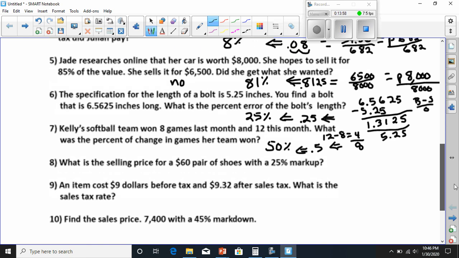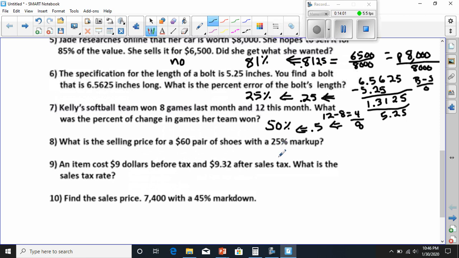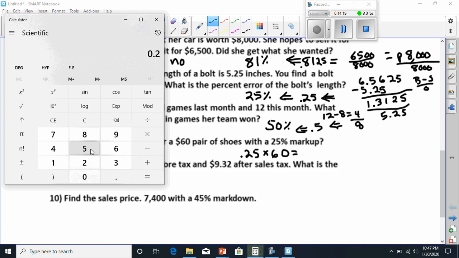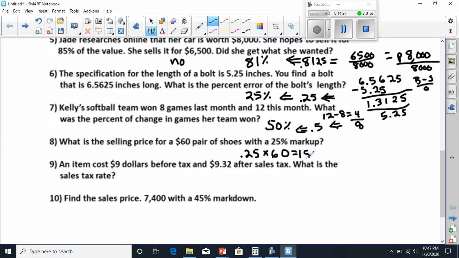So let's try that. We're going to move it. We move that decimal over twice, so that'll be 0.25. We're going to multiply it times $60, and then we're going to add it. So 0.25 times 60 is 15. Now we've got to take the $15 and add it to the $60. 15 plus 60 is 75. So the new selling price is going to be $75.